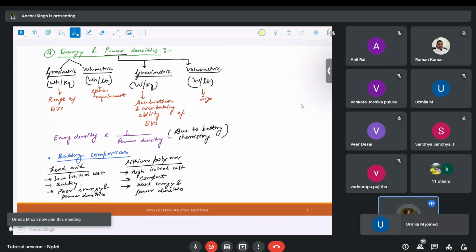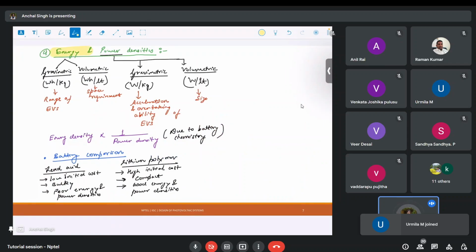Now, another parameter is energy or power density. Both energy and power densities can be categorized into two different types. One is gravimetric and another one is volumetric. So, gravimetric is per unit kg and volumetric is per liter.